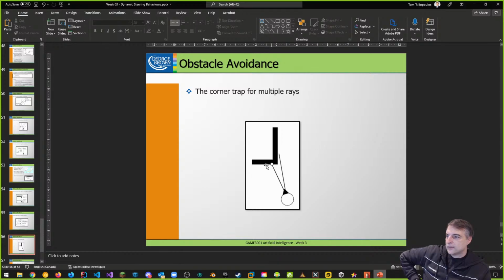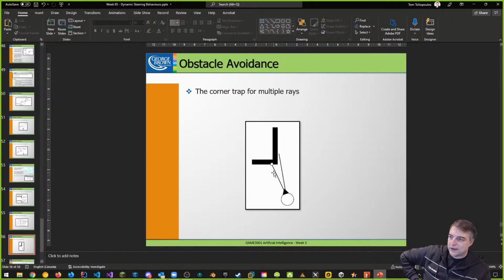There are some issues we want to talk about with multiple rays. Let's say two rays, the corner trap. Again, I want to move this way, but I'm going towards a corner. And even if I move a little bit, I'm still going to hit the corner of the object. That's a corner trap. That's something that can happen with multiple rays.